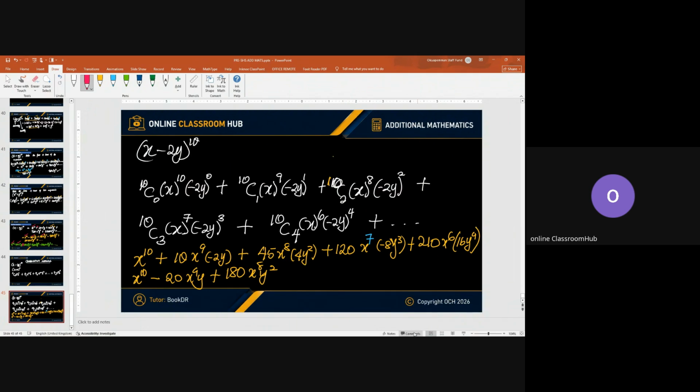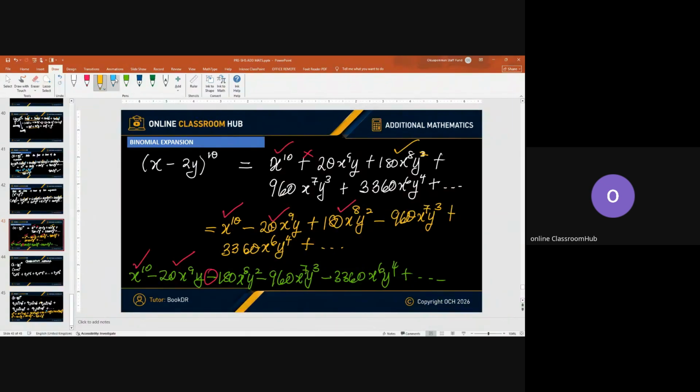Here we are multiplying 120 by negative 8. 120 by negative 8. So it means that it's going to be negative over there. 120 times 8, negative 8 is 960. So minus 960. Minus 960. X raised to the power 7. Y raised to the power 3. Good. So let's see who had it. Let's go back.